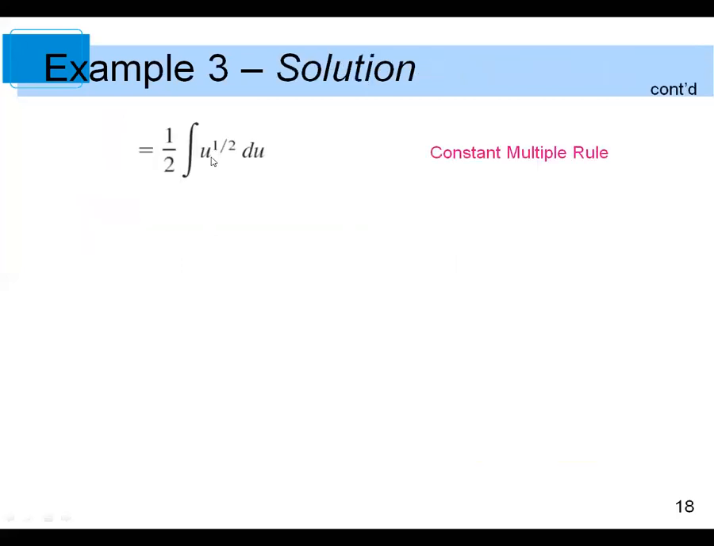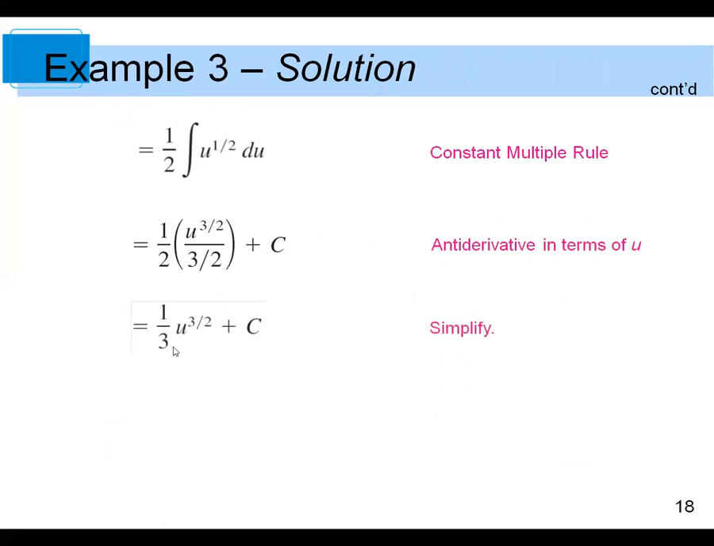Okay, so if I just rewrite that, it would be 1/2 u to the 1/2 du. Then apply the power rule, so add 1 to the exponent, divide by the new exponent. Simplify it a little bit, and I get 1/3 u to the 3/2. Now, here's the important step. Your original integral was in terms of x. Since it's an indefinite integral, I need to rewrite my answer in terms of x. So just substitute back what u is in terms of x. So it'd be 1/3 quantity 2x minus 1 to the 3/2 power plus c. Pretty cool, huh?